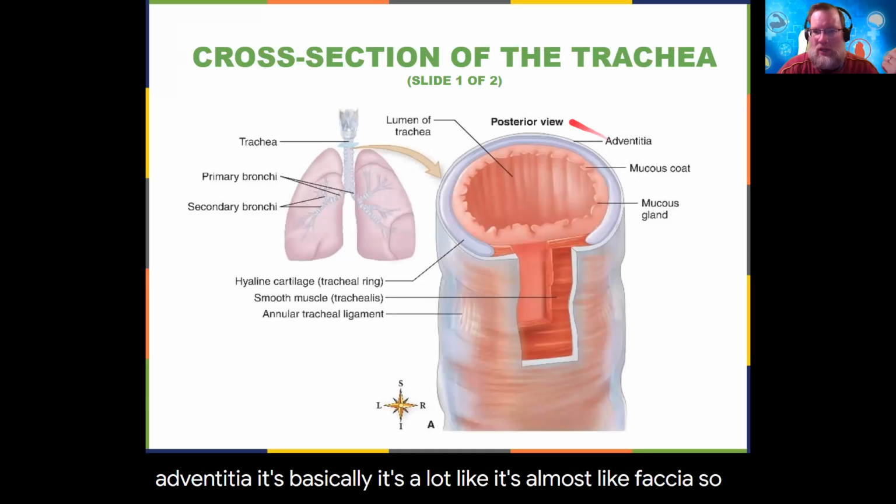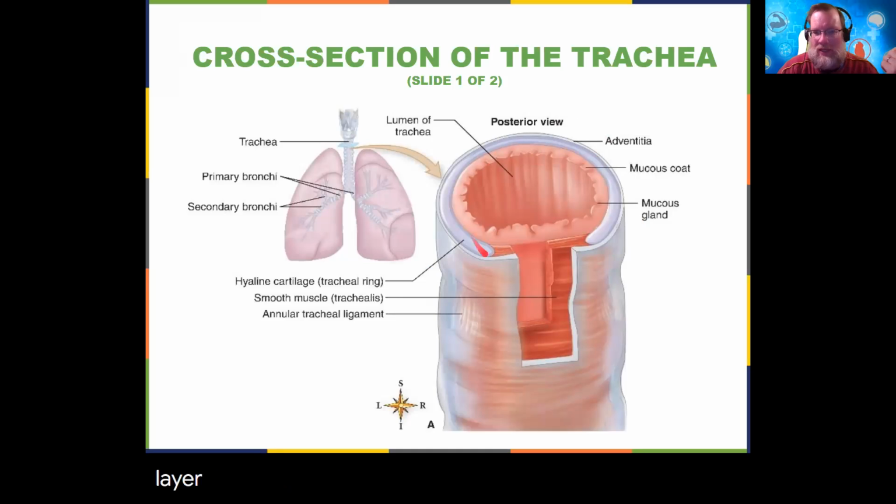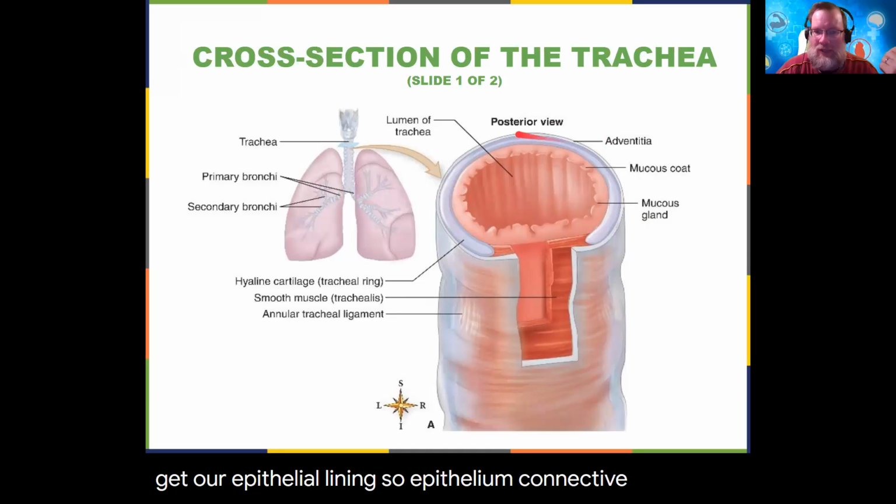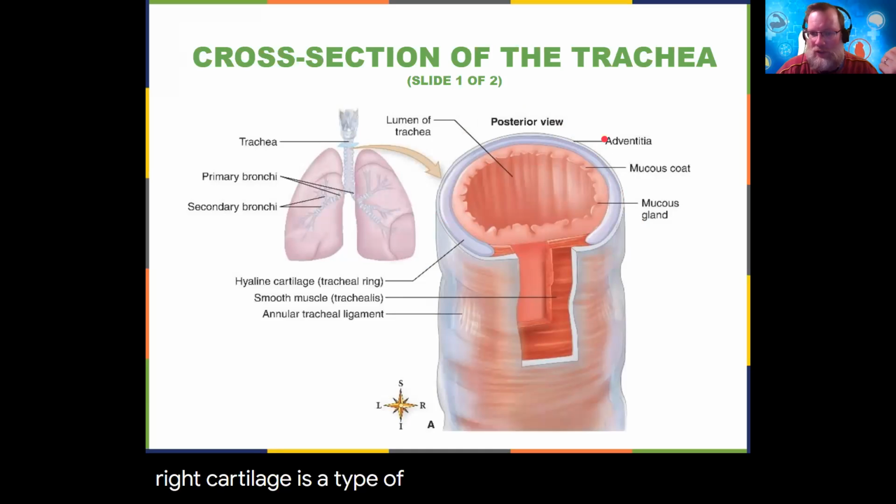So we got a little sheath called the adventitia. And then the next layer we get is those cartilaginous rings. And then we get our epithelial lining. So epithelium, connective tissue, right? Cartilage is a type of connective tissue.